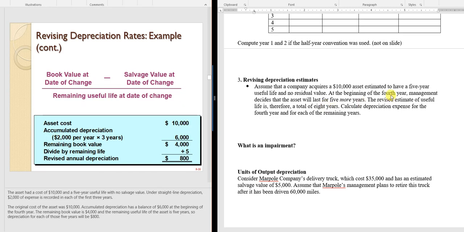And this was at the beginning of the fourth, so I hadn't taken the fourth yet. So 2,000 times 3, I've taken $6,000 on it. So I've got 4,000 of the 10 left. And I said it has 5 more years, and I'm not given any more salvage value information. So 4,000 minus my new salvage value, because that's what I want left at the end, which is 0, divided by the remaining life of 5. So I depreciate $800 a year. So I simply change it and fix it from then on out.